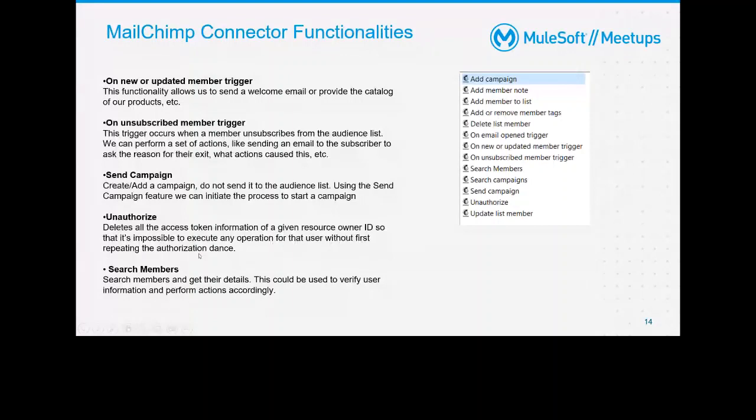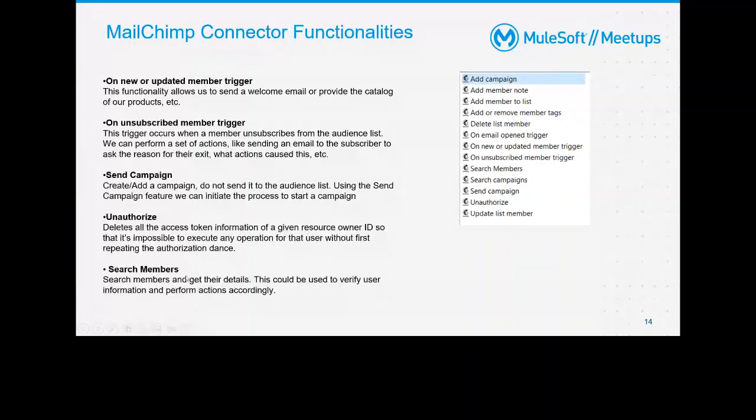And then we have the last functionality, search members. Search members and get their details. Basically, if we want to get any information about a particular contact, we will use this functionality. If we want to check what offering he likes, and which newsletters he is subscribed to, etc., we can verify using this functionality.